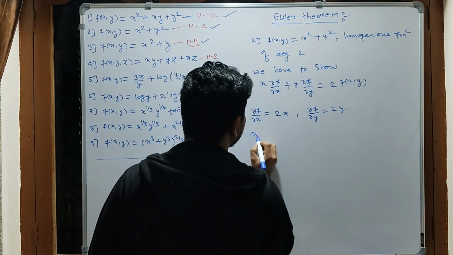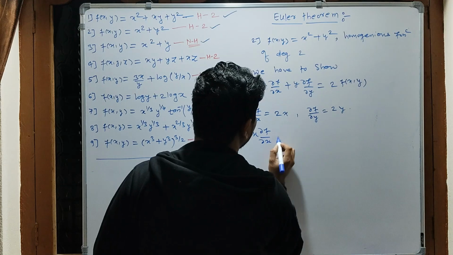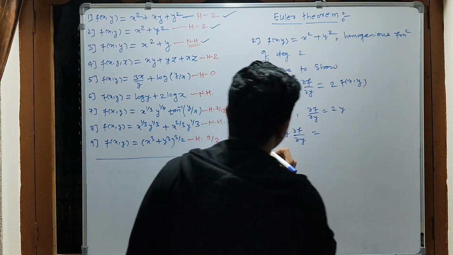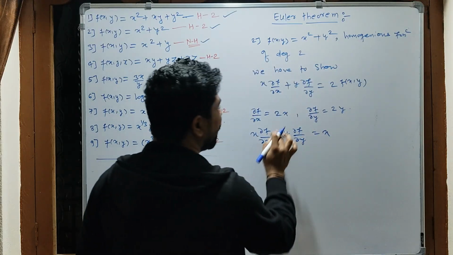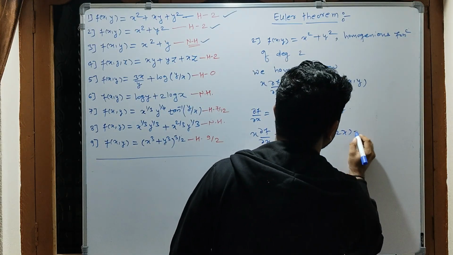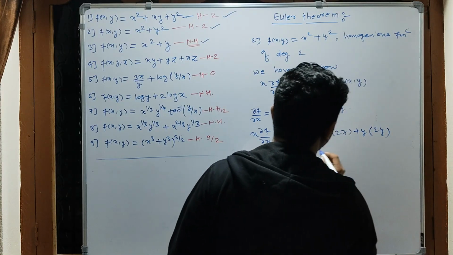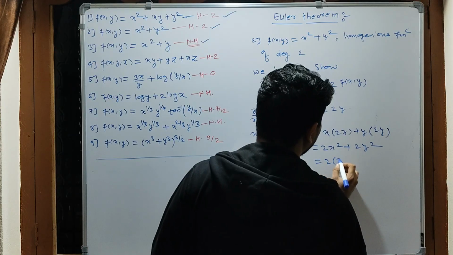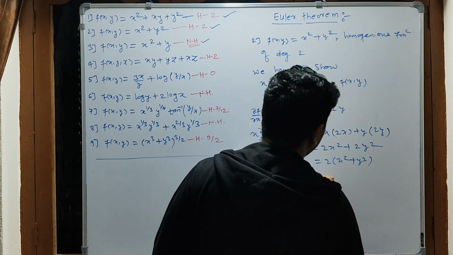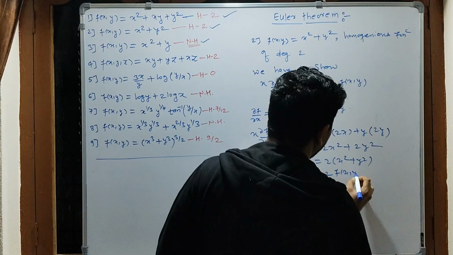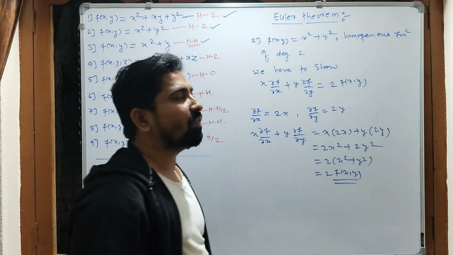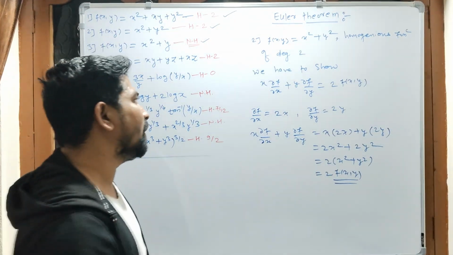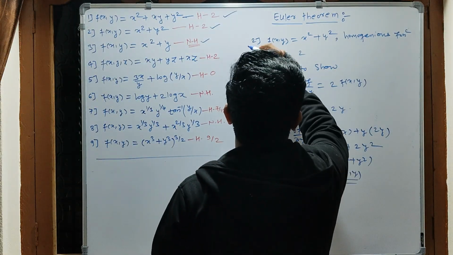So here x times ∂f/∂x plus y times ∂f/∂y equals x times 2x plus y times 2y, which is equal to 2x square plus 2y square, which is equal to 2 times x square plus y square, which is equal to 2 times f of x comma y. Hence the result. Therefore the given function satisfies the condition of Euler theorem. Therefore for this function Euler theorem is verified.